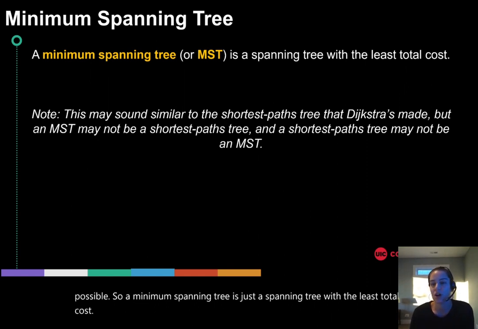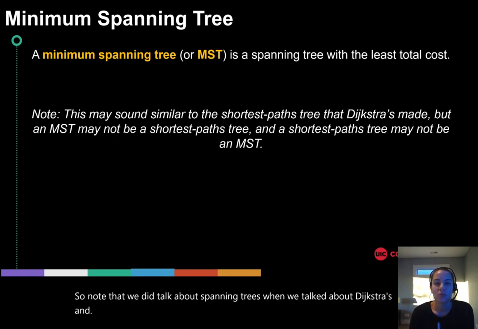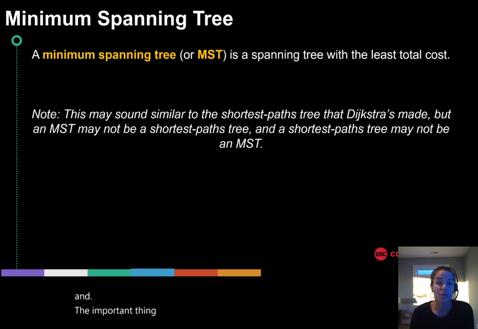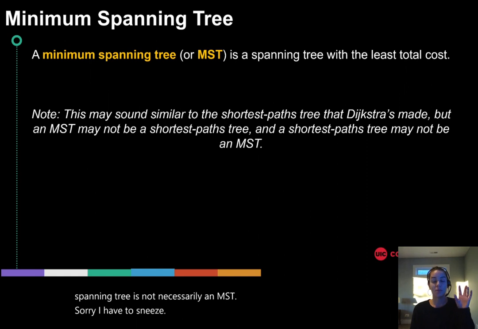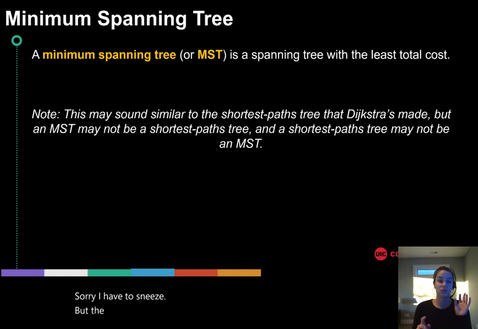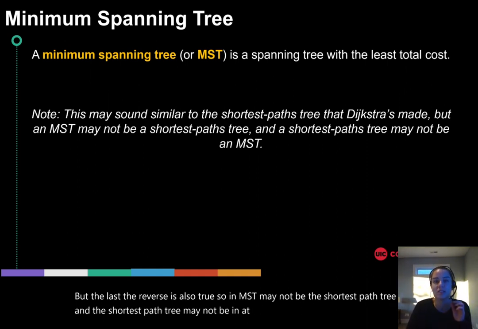So note that we did talk about spanning trees when we talked about Dijkstra's, and the important thing to note is that the shortest path tree that we used for a spanning tree is not necessarily an MST. Sorry, I have to sneeze. But the reverse is also true. So an MST may not be the shortest path tree, and the shortest path tree may not be an MST, just as a side note, but it is a spanning tree.